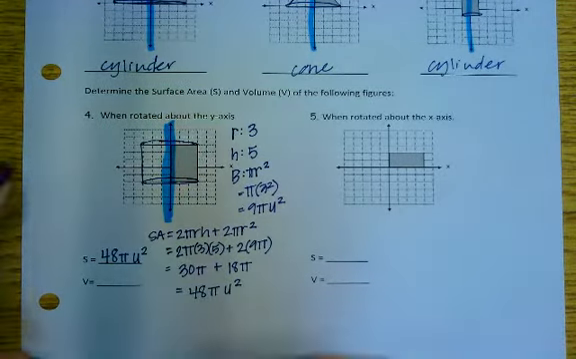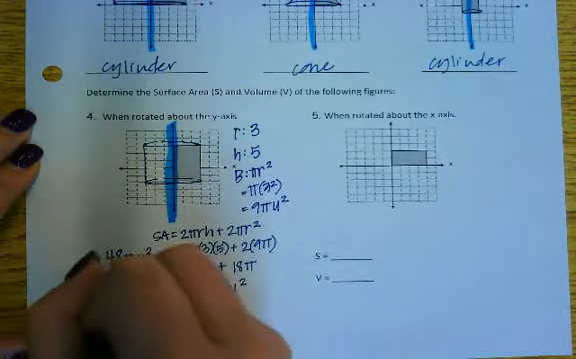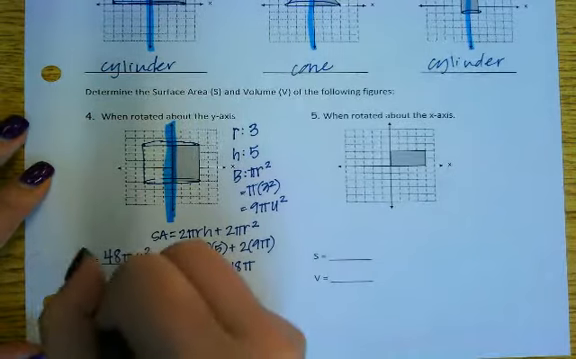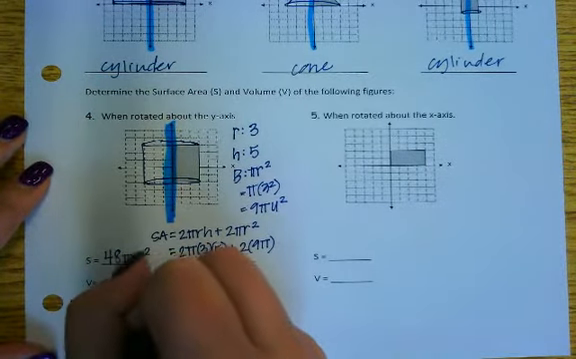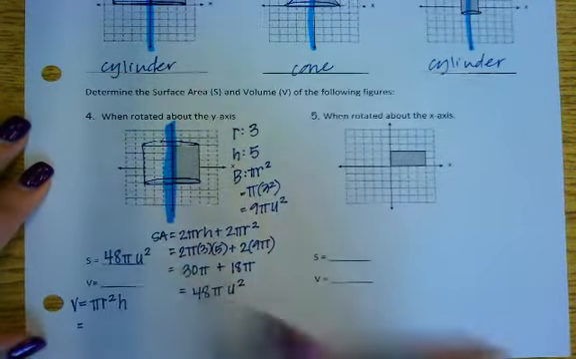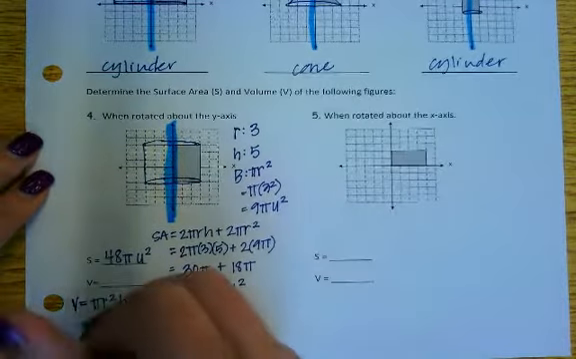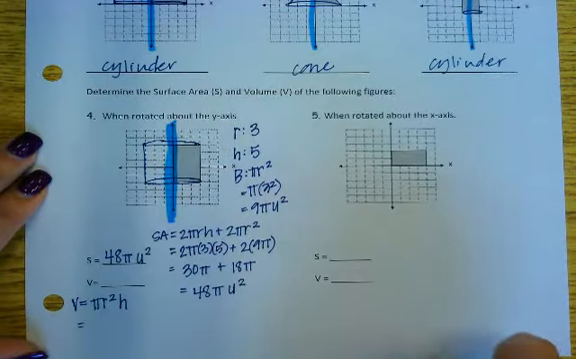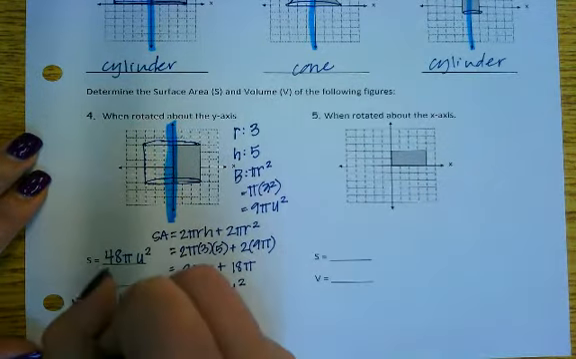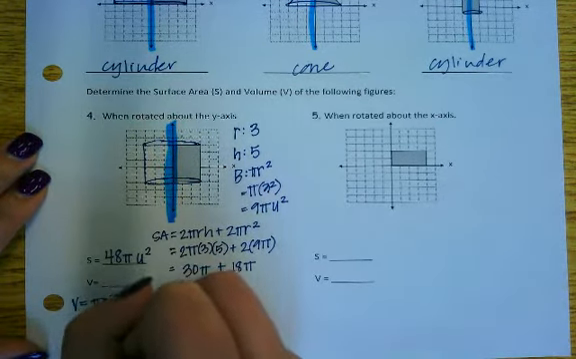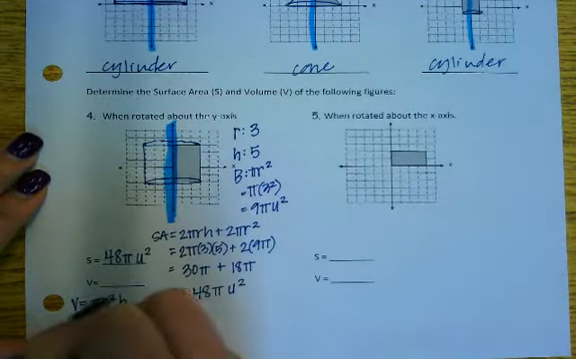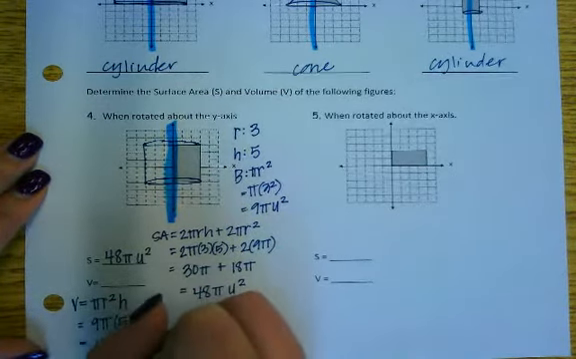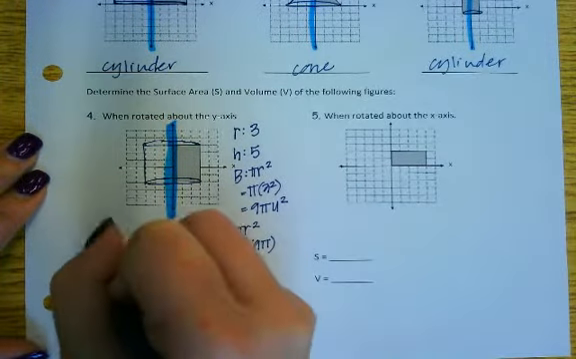Okay, how do you find volume of a cylinder? Pi r squared times height. Pi r squared times your height. Okay, what's our pi r squared? 9 pi. And what's our height? So what is our volume? 45 pi. Units cubed. Very good.